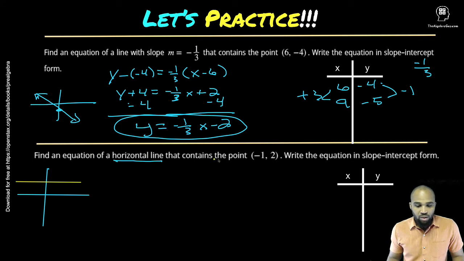Now if I put this point on the line, let's say find the equation of the horizontal line that contains this point. So it has (-1, 2). Let's say there's a point here, (-1, 2). So what's the equation of that line?